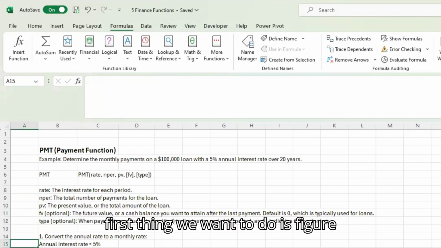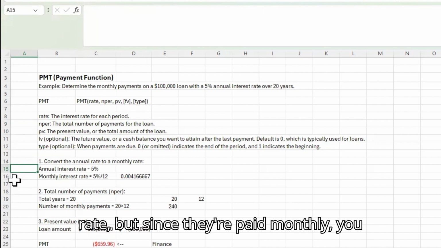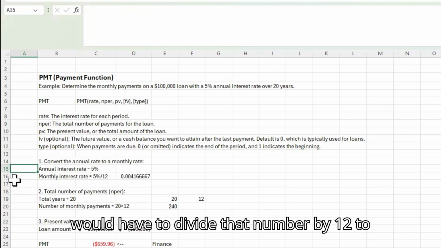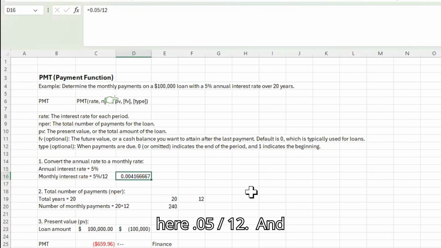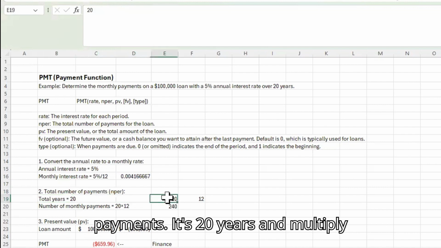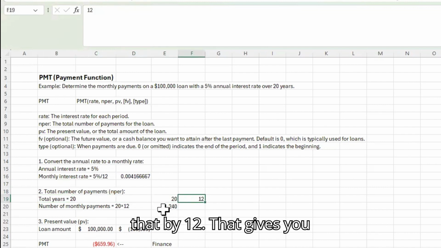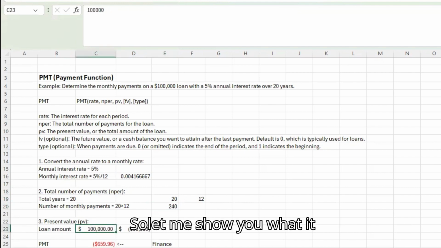So the first thing we want to do is figure out your interest rate. Most loans are advertised as an annual interest rate, but since they're paid monthly, you have to divide that number by 12 to determine the monthly rate, which we did here, 0.05 divided by 12. Then you want the total number of payments. It's 20 years, and multiply that by 12. That gives you 240, and your loan amount is 100,000.